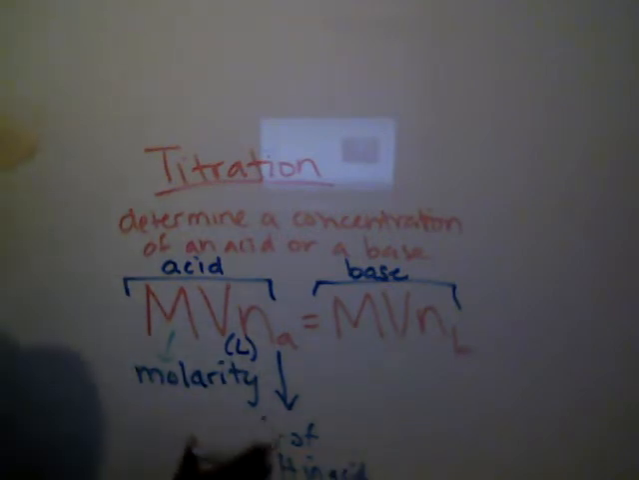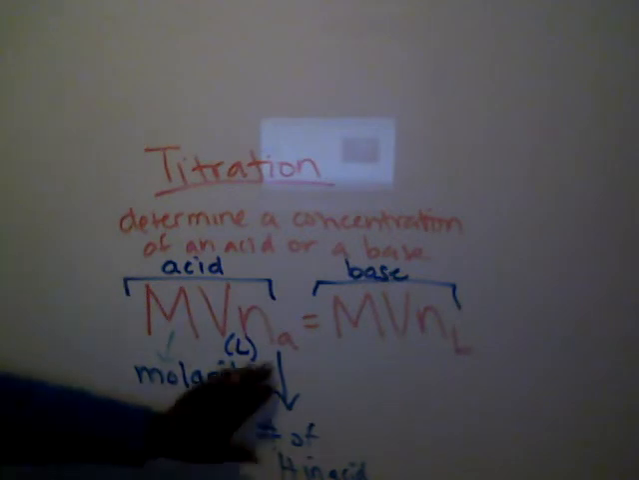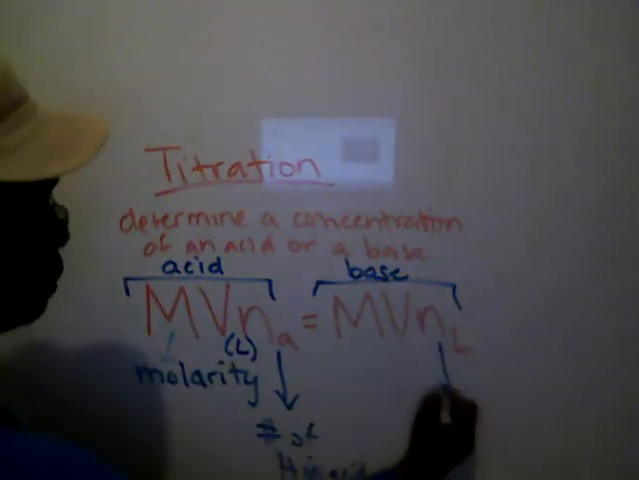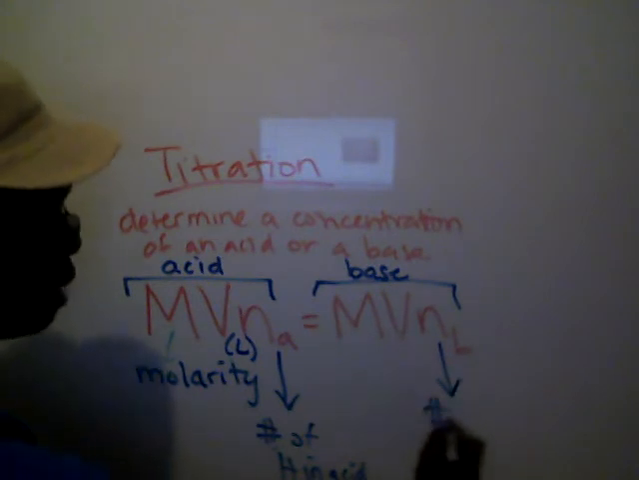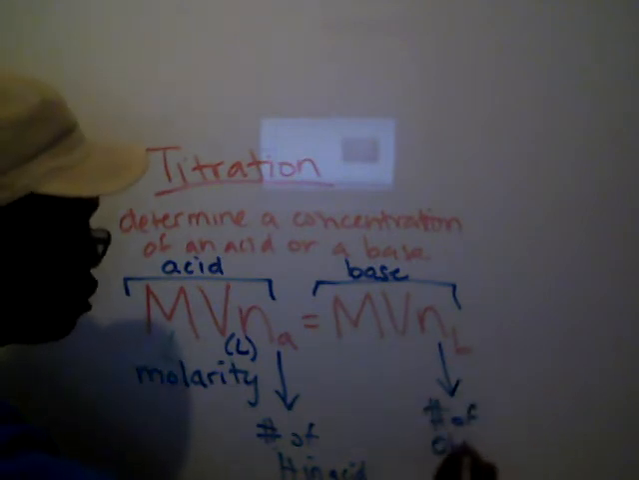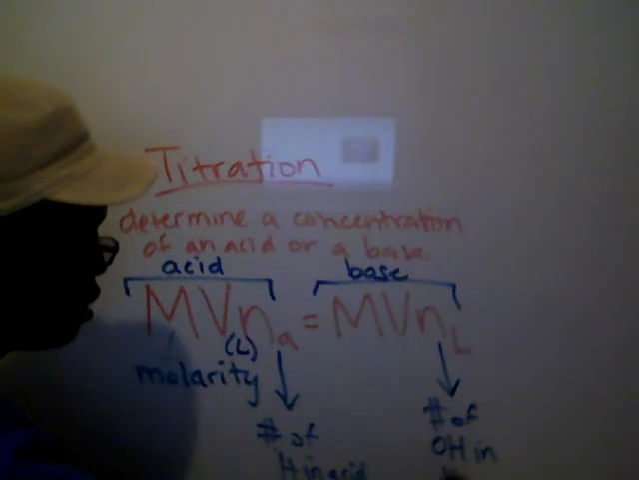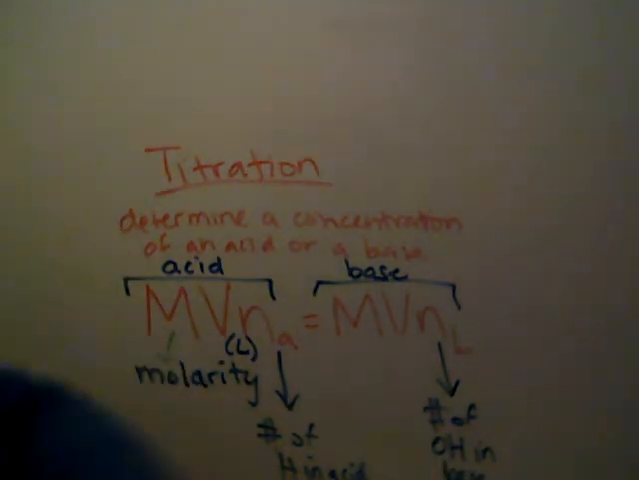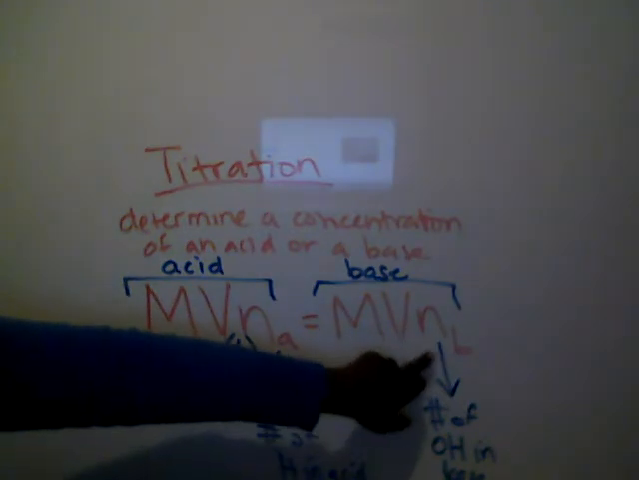Okay? So if you have something that's diprotic that has 2 hydrogens, or triprotic that has 3, you have to know the amount of hydrogens. Okay, and that's what the Na value is. And Nb, since this is for the base, is the number of hydroxides or OHs in the base. So if you have something that has more than 1 hydroxide, you put a 2 or 3 or whatever number here.